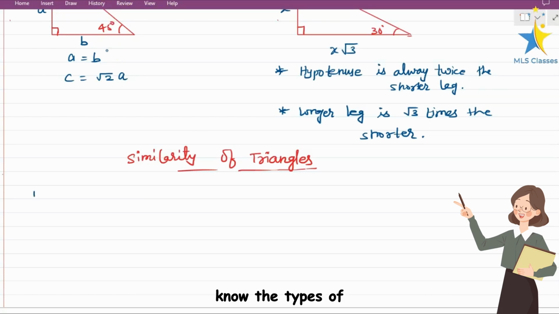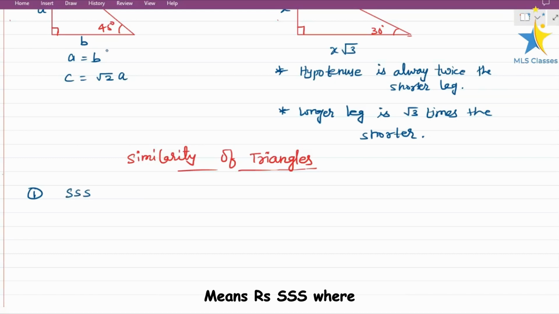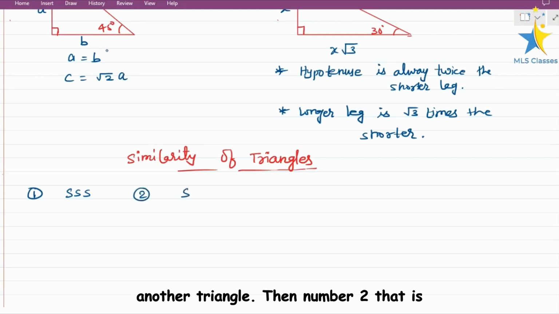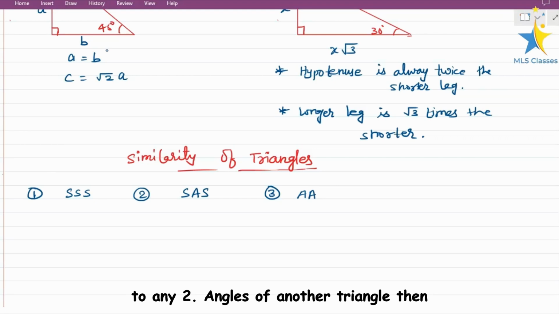So as we know, the criteria for similarity of triangles are: number 1, SSS, where sides of one triangle are proportional to corresponding sides of another triangle. Then number 2, that is SAS. That means two sides of one triangle are proportional to two sides of another triangle, whereas the angles between them are congruent. Then number 3 is AA. If any two angles of a triangle are equal to any two angles of another triangle, then both triangles will be similar by AA criteria.